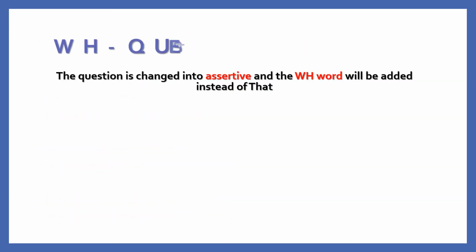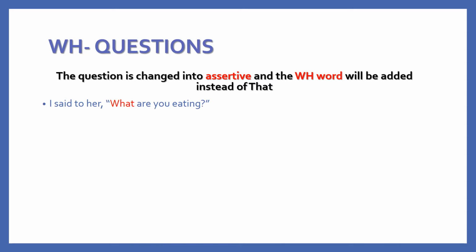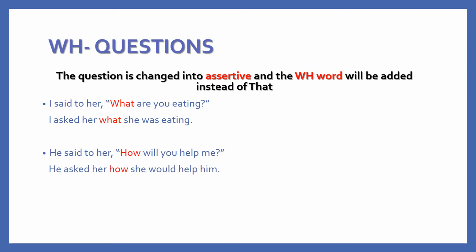Now the WH questions. The question is changed to assertive and the WH word will be added instead of that. I asked her, "What are you eating?" It becomes, I asked her what she was eating. He said to her, "How will you help me?" He asked her how she would help him.